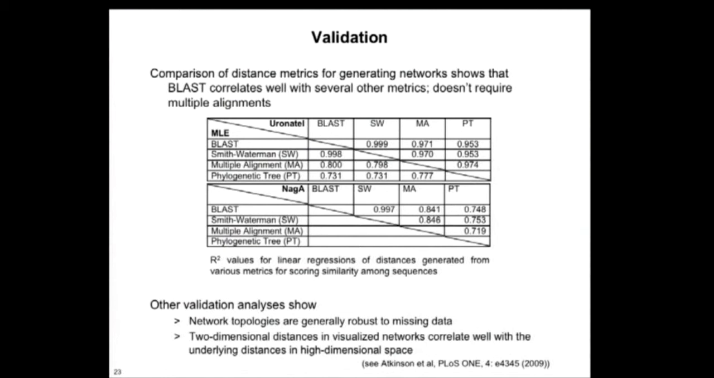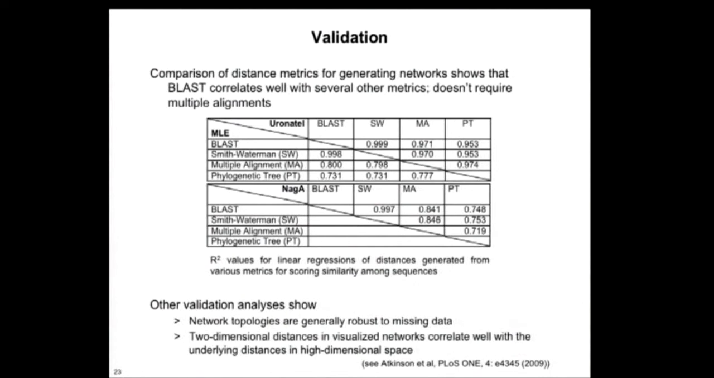We've done a lot of work to ask, what are we really seeing in these networks? One of those analyses has been a comparison of a number of distance metrics for generating these networks. You'd really like to use distances from a phylogenetic tree, for example. That would probably be the best way to go. Failing that, you'd like a high-quality multiple alignment.